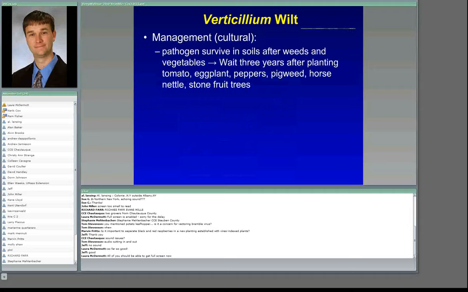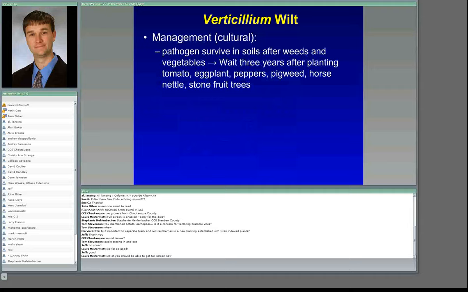Management. What can you do about verticillium wilt? Unfortunately, this is a difficult one. The pathogen can survive in soils after weeds and vegetables for many years. It makes a resistant structure called a sclerotia and can hide out in the soil waiting for you to plant after a field planted to tomato, eggplant, peppers, whatever. If you plant after many of these hosts, there is a possibility that you could get verticillium wilt.